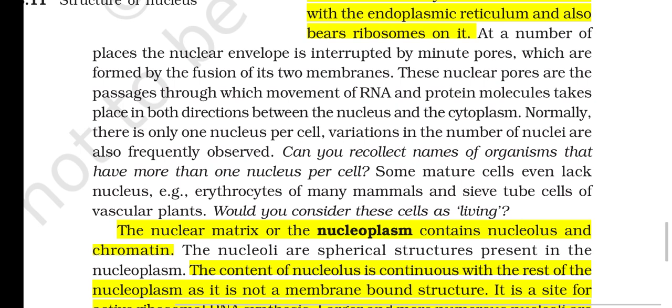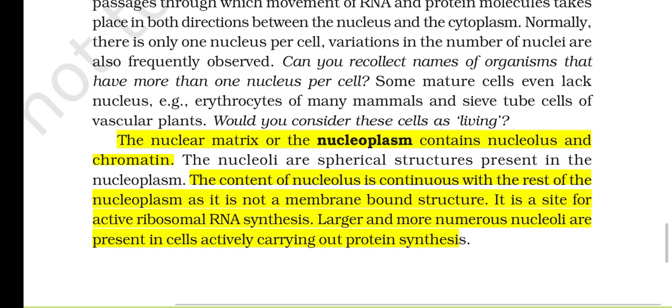Normally, there is only one nucleus per cell. Variations in the number of nuclei are also frequently observed. Can you recollect names of organisms that have more than one nucleus per cell? Some mature cells even lack nucleus. Example: erythrocytes of many mammals and sieve tube cells of vascular plants. Would you consider these cells as living?